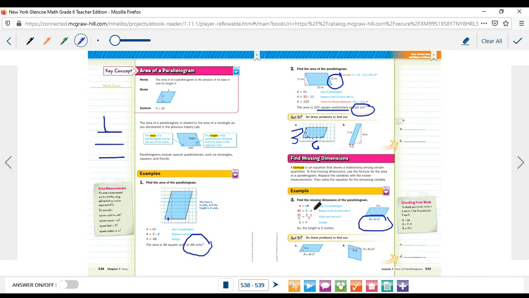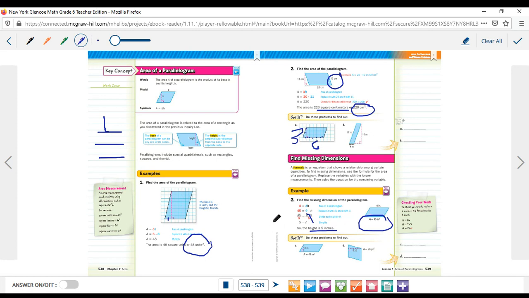You'll notice that this is a multiplication equation. To solve a multiplication equation, we use the inverse, which is division. I'm going to divide both sides by 9, okay? These cancel out. I have H by itself over here. We do 45 divided by 9 equals 5. So the height ends up being 5 inches.